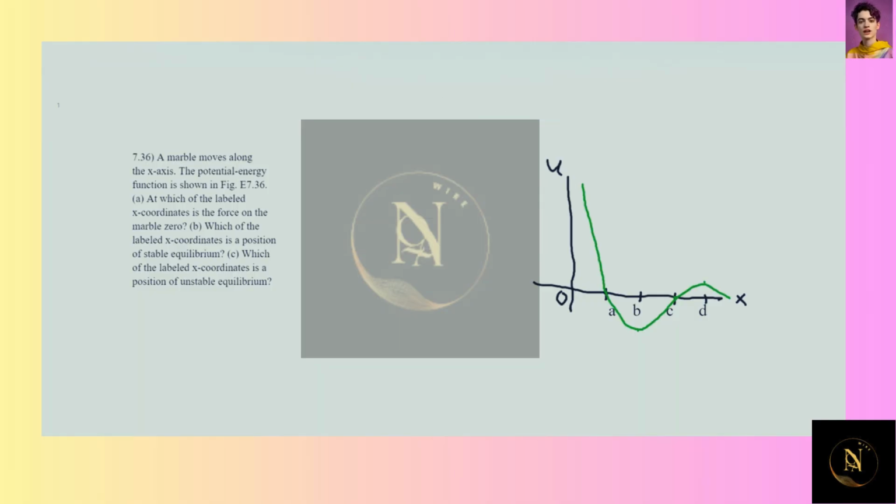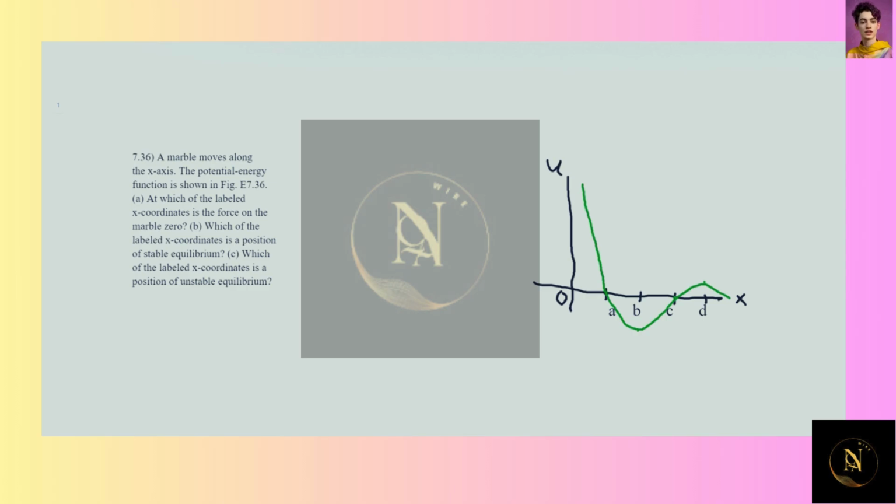Problem 736. A marble moves along the x-axis. The potential energy function is shown in figure 736. At which of the labeled x-coordinates is the force on the marble 0? So the x-coordinates we have available here are A, B, C, and D. So first off, what does it mean by having the force on a marble be 0?